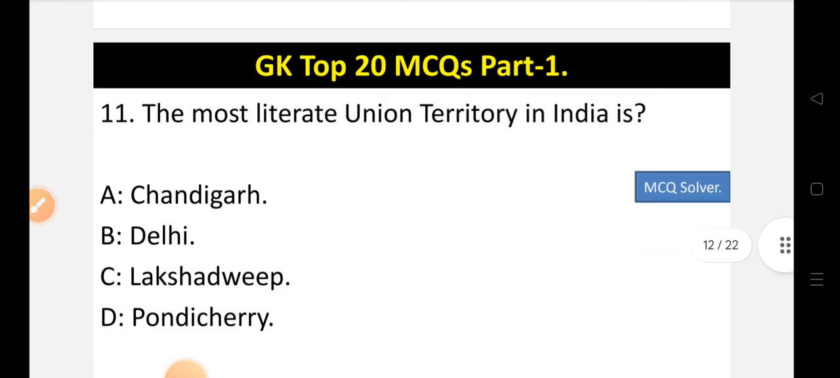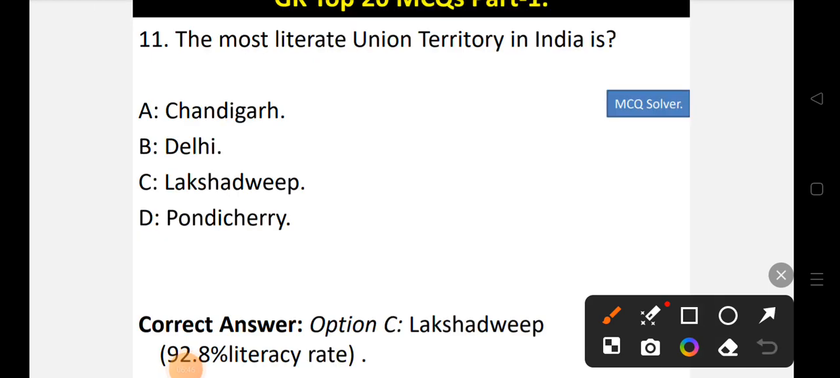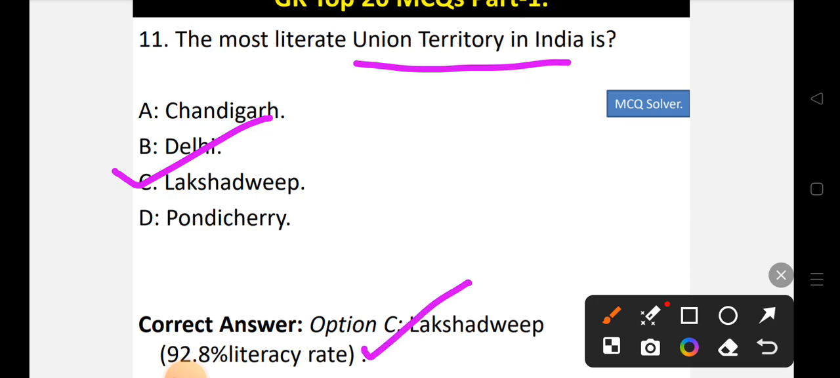Now let's move to question number 11. The most literate union territory in India is, the correct option will be option C, that is Lakshadweep. As per the census population survey, Lakshadweep has the highest literacy rate among the union territories in India. So the correct option will be option C, that is Lakshadweep, and the literacy rate is 92.8%.